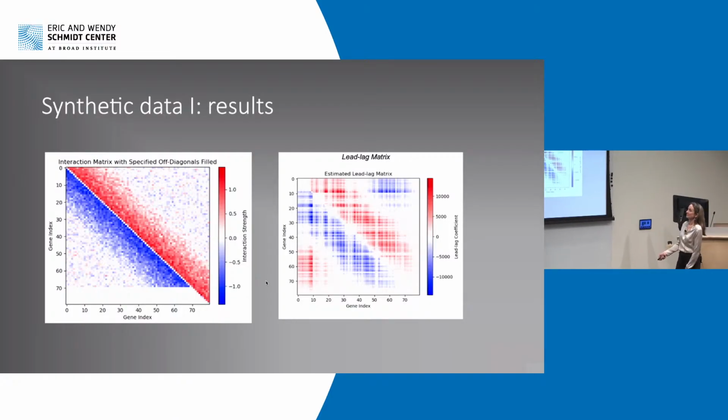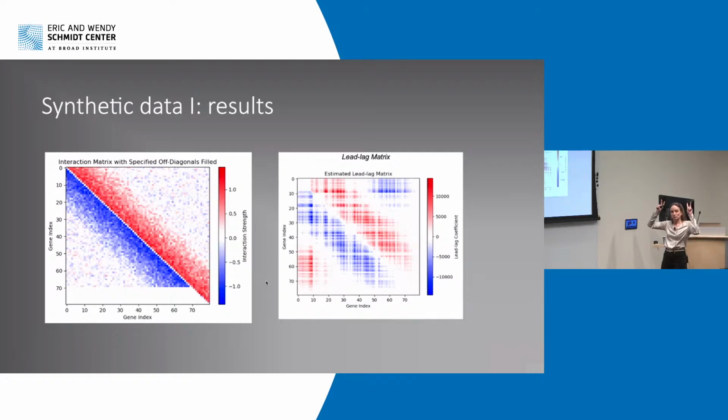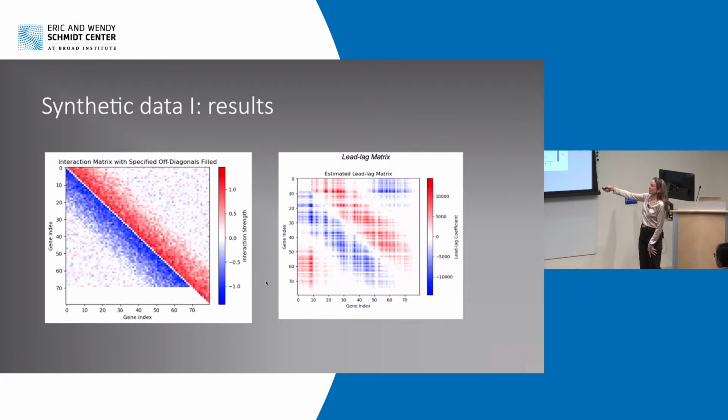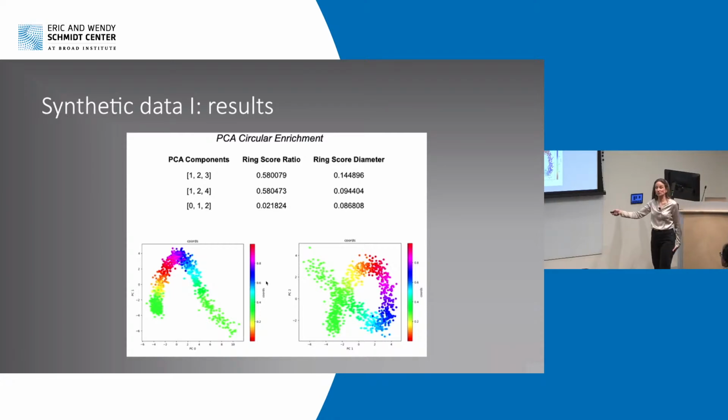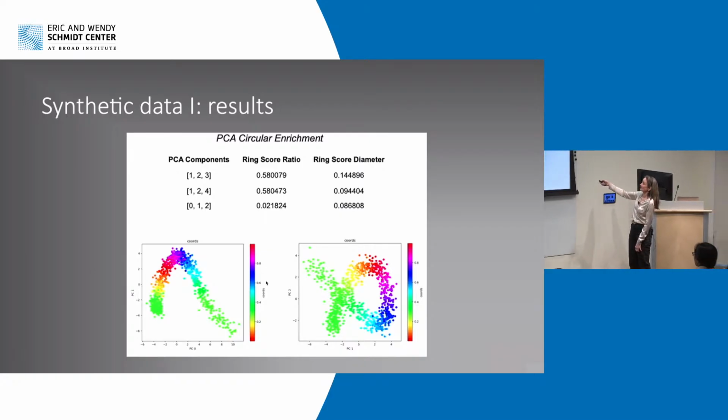We look at one example of synthetic data where this was really the underlying interaction matrix between the different genes in terms of the strength of their interactions. And then this was the lead lag matrix that we deduced from the methods that I was just describing to you. So it matches quite nicely. Okay. And then what about having the circular enrichment of the gene set that we were talking about? By choosing PCA components appropriately, we ended up with very nice ring scores that were detecting actual circular structures like this. Okay, in the case where we're looking here at PC1, PC2.